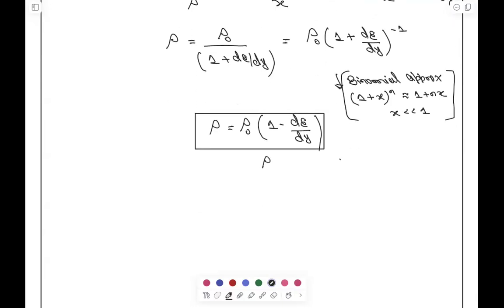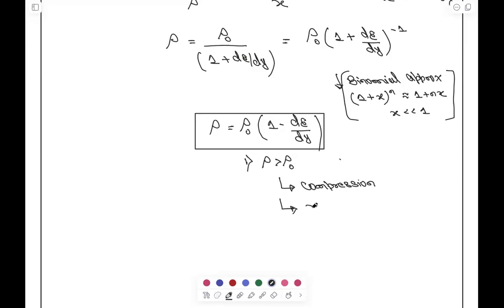Can I write that when rho is greater than rho naught, it is known as what? It is known as... the density becomes more, so we call it compression. And when will it be higher? When it will be higher, this will be negative. What will be negative? The strain will be negative. Del ε by del y will be negative.